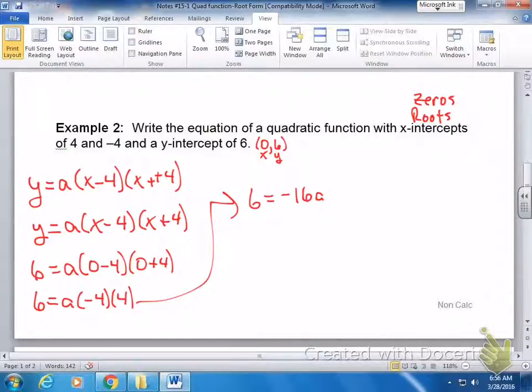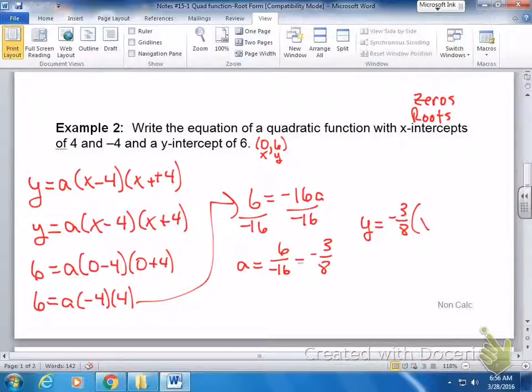Now I can divide both sides by negative 16, and I get a equals 6 over negative 16. Now we can simplify that a little bit. I can take 2 out of both, and I get negative 3 over 8. So now I can plug that in for my a. I get y equals negative 3 over 8 times x minus 4 times x plus 4. And there you go.